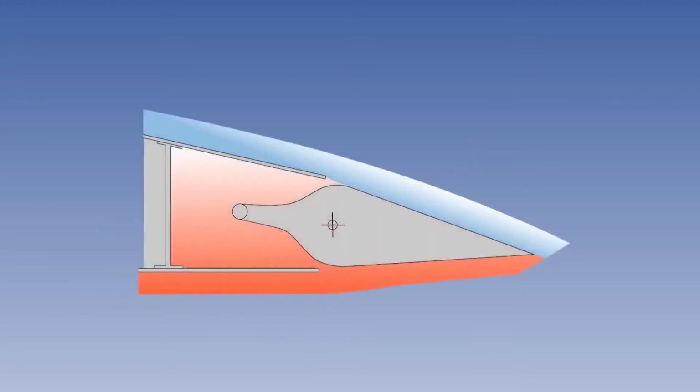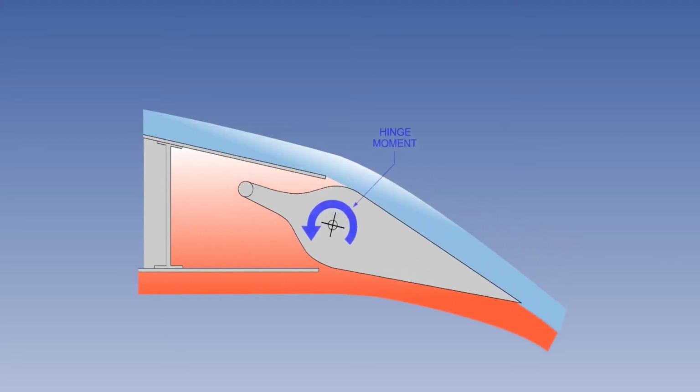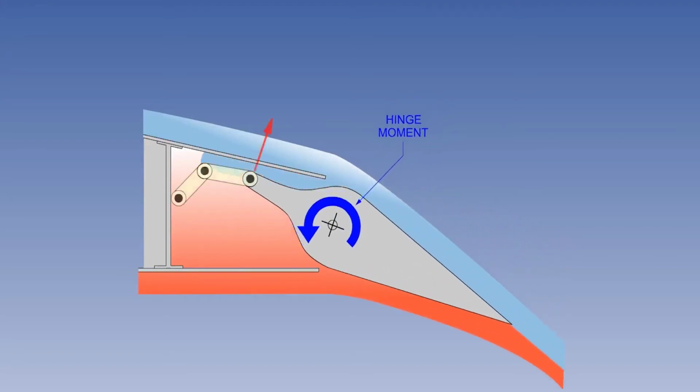The third type of aerodynamic balance we will consider is the internal balance, which uses the pressure difference between the upper and lower surfaces of the aerofoil to reduce the hinge moment. The internal balance consists of a seal between the leading edge of the control surface and the trailing edge of the aerofoil. The seal is in the form of metal panels with appropriate hinges to allow movement.